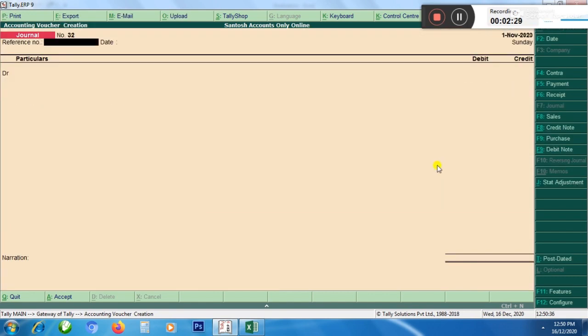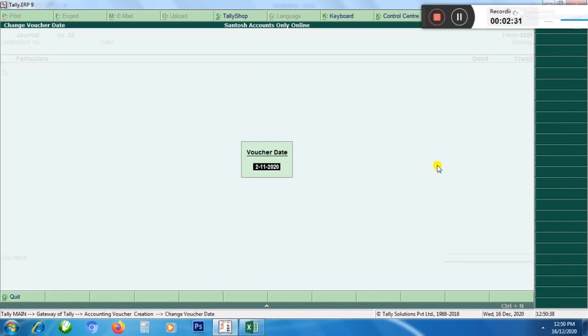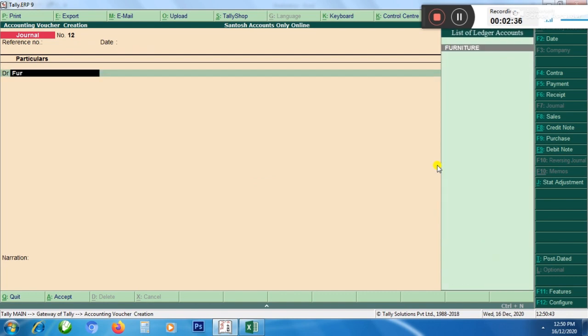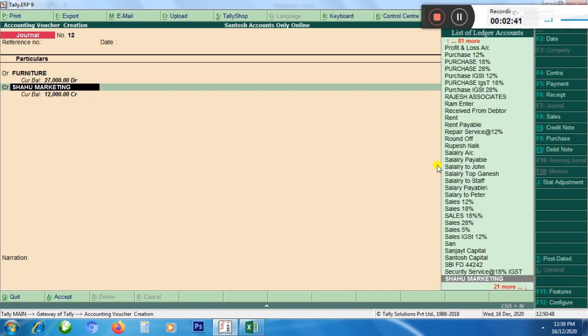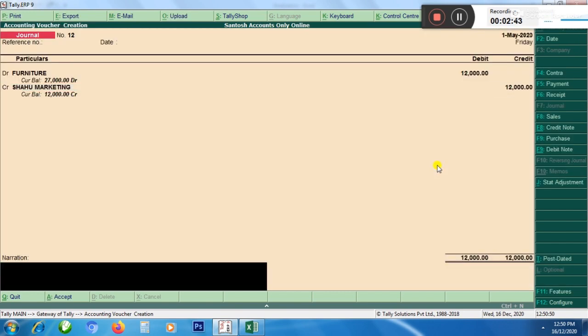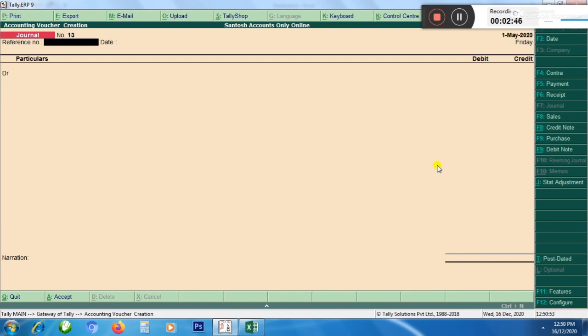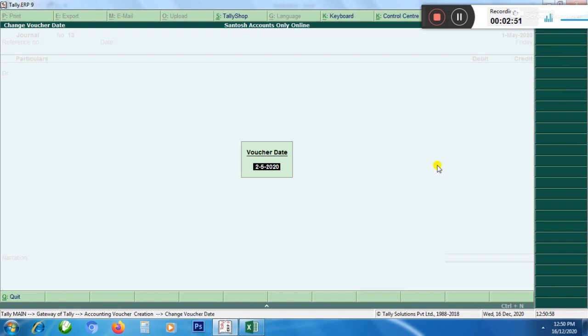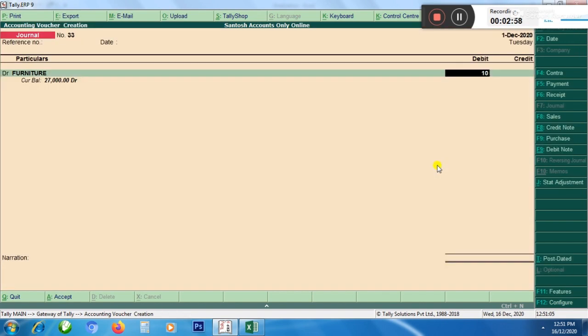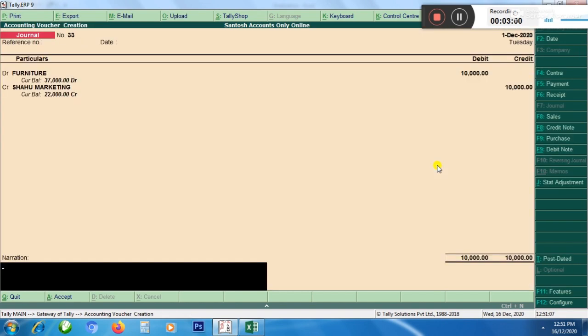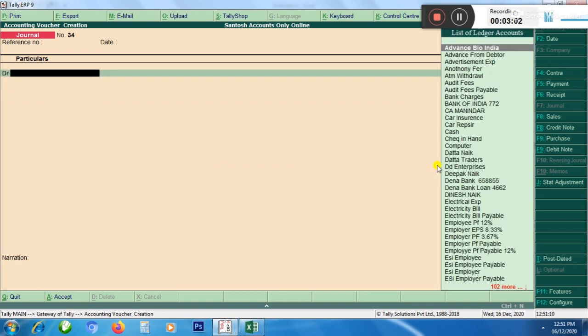Similarly, suppose I purchase some furniture on 1st of May, furniture account debit. If the ledger is not there, you have to create it. 12,000, credit Shahu Marketing. You can give any name to the party. I'll just pass the bills. Similarly, suppose I purchase furniture again on 1st of December, furniture account debit, about 10,000, Shahu Marketing.